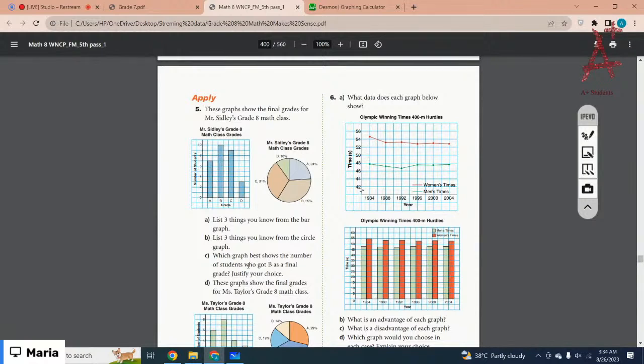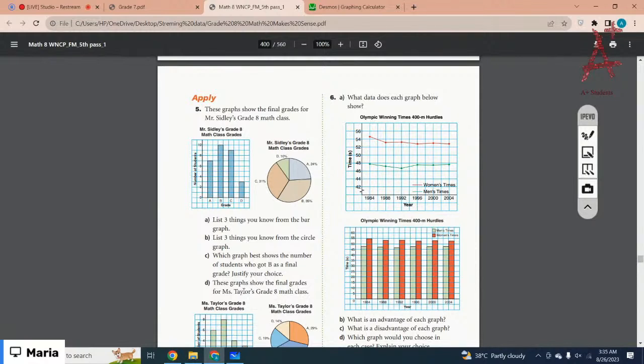Which graph best shows the number of students who got B as final grade? Justify your choice. For B you have just the percentage 35%, but from the bar graph you can see the exact value. 10 of the students got the B grade, right? That means the bar graph is better than the circle graph because the bar graph shows exact values, right?